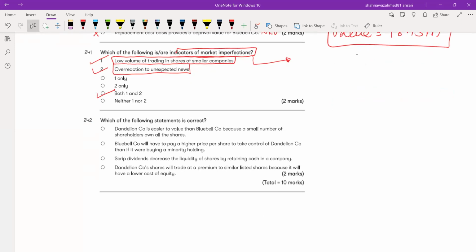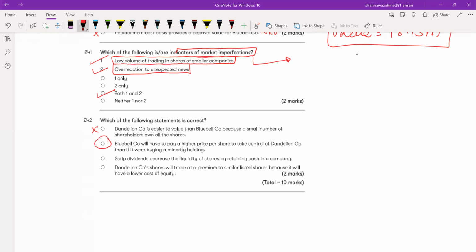Next is, which of the following statements is correct? D is easier to value than Bluebell because a small number of shareholders own all the shares. Remember, D is the private company, so it's very difficult to calculate a private company's valuation. Bluebell will have to pay a higher price per share to take control of D than if it were buying a minority holding. So this is a correct option.